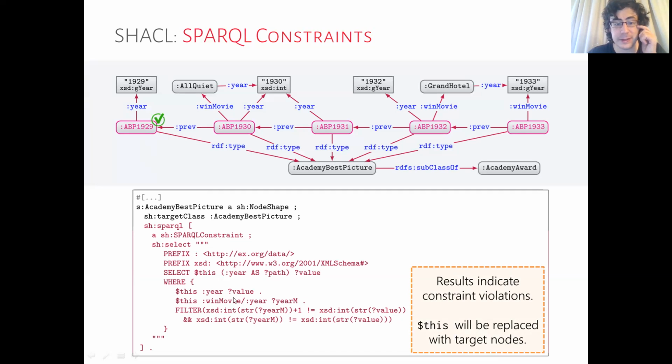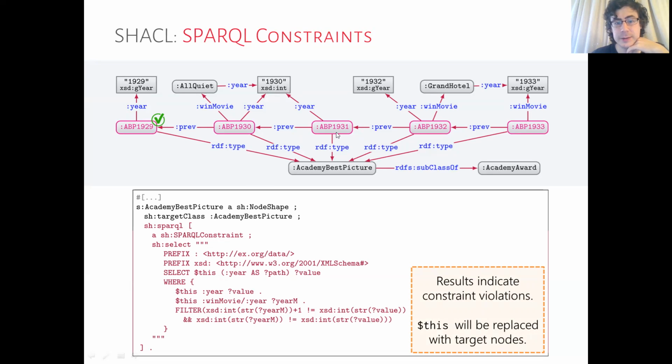It won't be returned as a result for this query because it doesn't have an outgoing win movie edge, for example. How about this node here? Well, it has an outgoing win movie, and that has a year, and the year corresponds. So essentially it will fail this part of the filter here, the inequality of the movie year and the award year. So this won't be returned either.